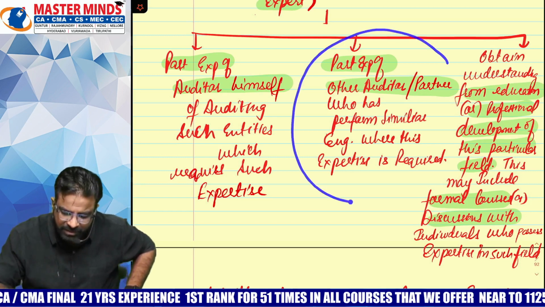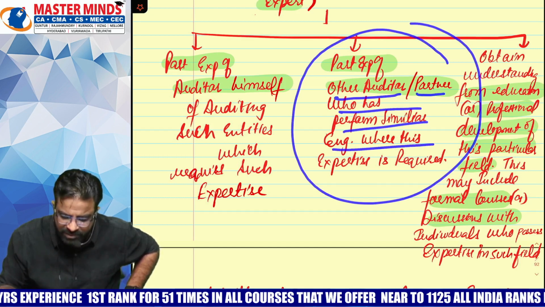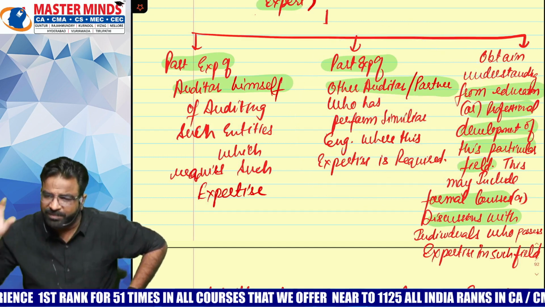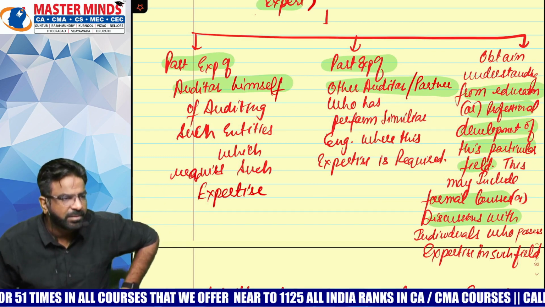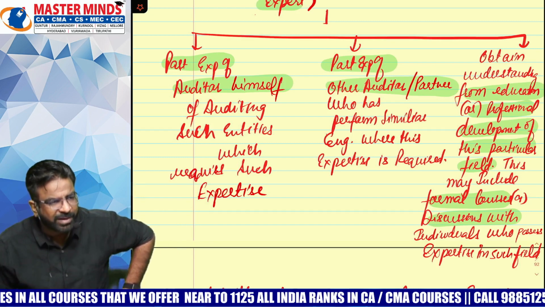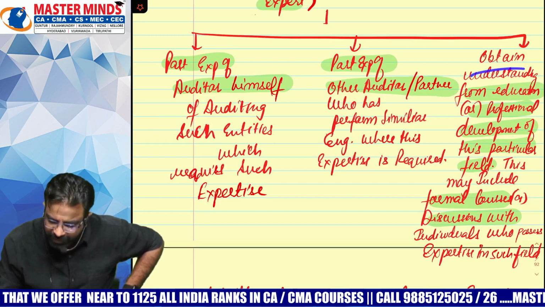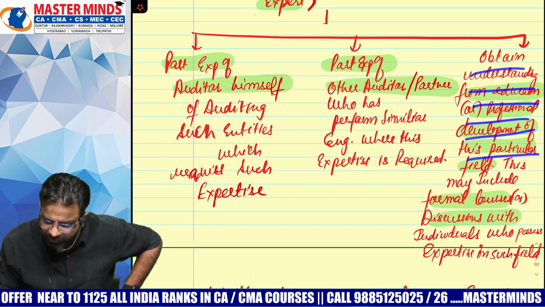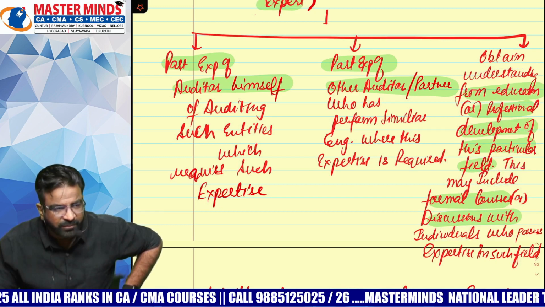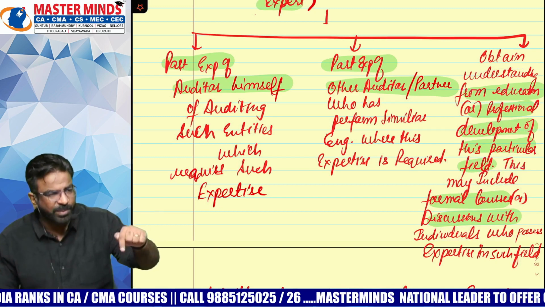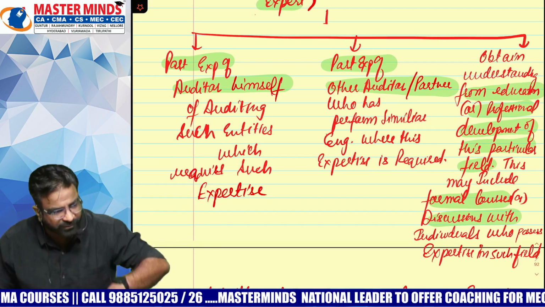What is the second case? Past experience of the other auditor or the partner who has performed a similar engagement with this expertise is what required. Suppose some area came where I am not an expert, but my partner has expertise in that. Now please tell me, do I need to hire an expert? Or can I sit with my partner and understand the technicalities? What is the third thing? Obtain understanding from the education and professional development of this particular field. This may include formal courses, discussions with individuals who possess expertise in that field. If you think that you are eligible to do that course and you have enough time, get yourself qualified first.